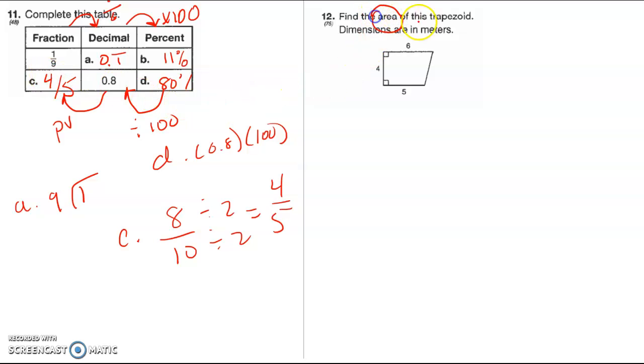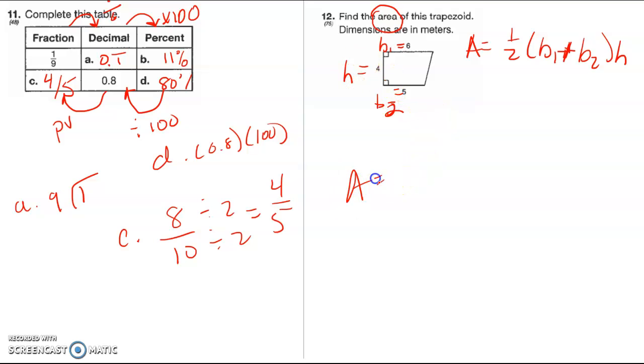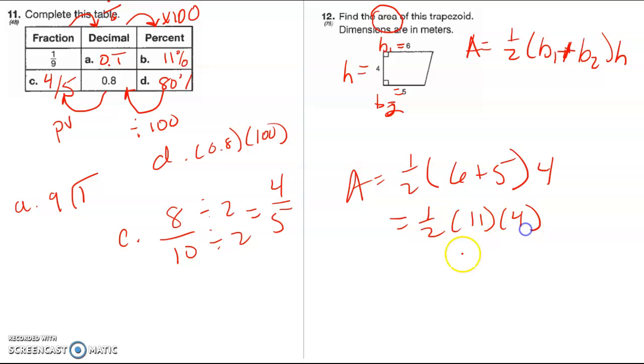Okay, area of a trapezoid. This should be in the back of your spiral. So the area of a trapezoid is 1/2 base 1 plus base 2 times height. Base 1, base 2, height. So area is equal to 1/2 6 plus 5 times 4. 1/2 11 times 4. 1/2 44. 22. Is that right? Yes. Okay, great.